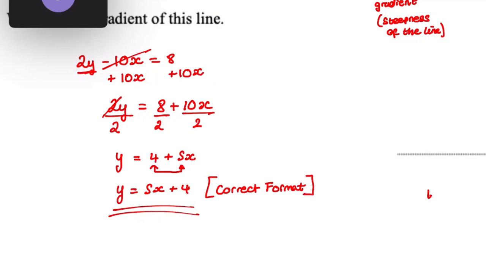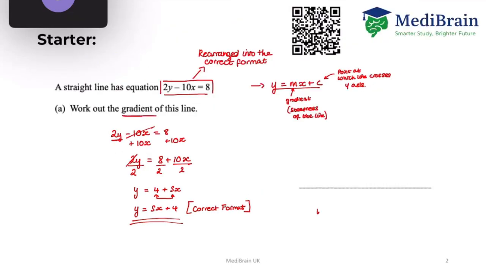Now what we need to do is work out the gradient of this line. As you can see over here, in y equals mx plus c, m represents the gradient. Okay, m is the gradient, and m is the number which is before the x. So before the x, we have a 5, so the gradient is just 5. That's the gradient.